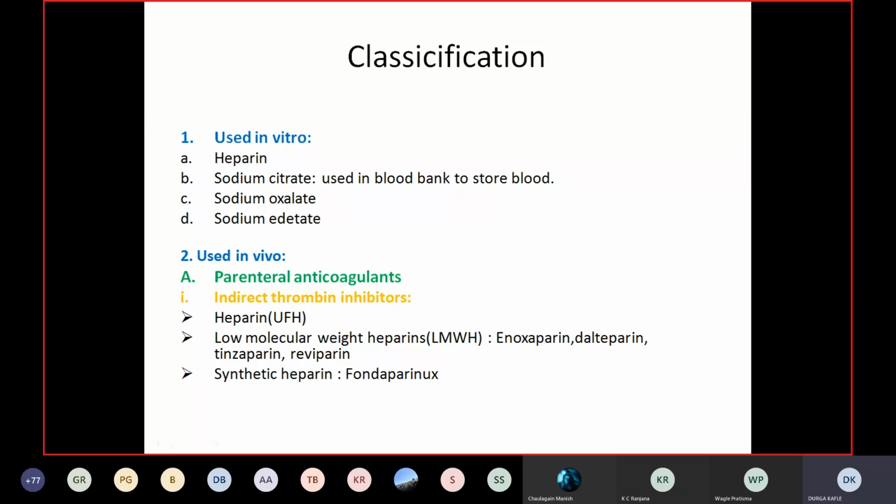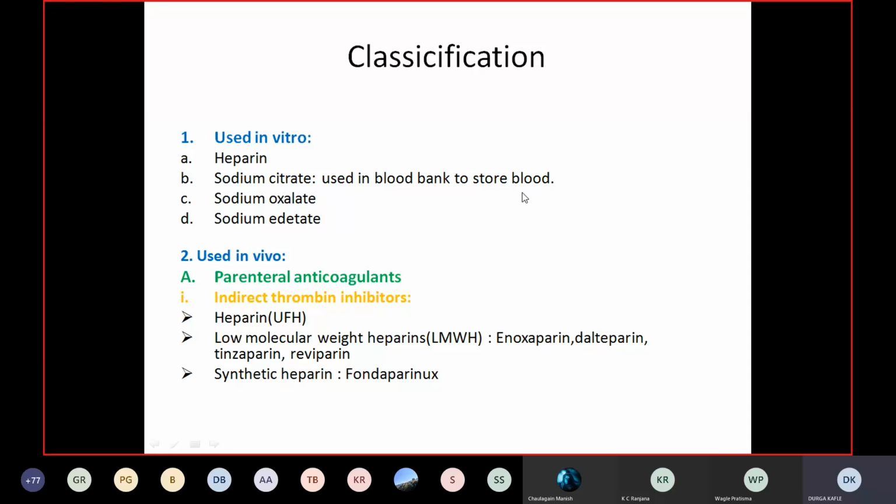Whenever we draw blood from our body, we have to add some anticoagulant agents to prevent it from clotting, to do some diagnostic or screening tests. So in that condition, we can use heparin, sodium citrate, sodium oxalate, and sodium EDTA. Sodium citrate is used in the blood bank to store blood.